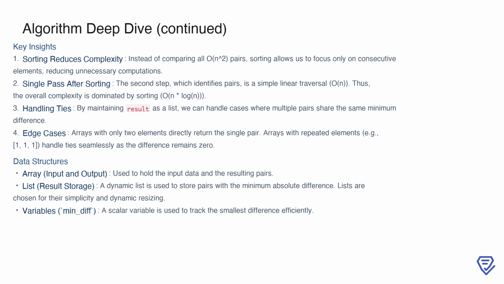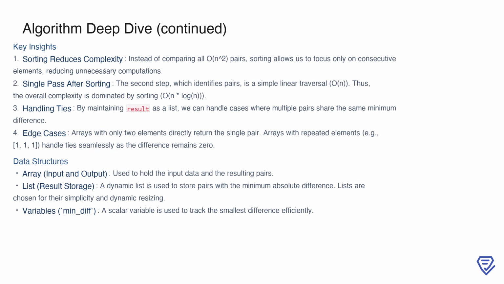Second, after sorting, the traversal to find the pairs is a straightforward linear pass through the array, which takes n time. This makes the sorting step the dominant factor in the overall time complexity. Third, the algorithm handles ties seamlessly. By maintaining the result list dynamically, we can easily store multiple pairs that share the same minimum difference.